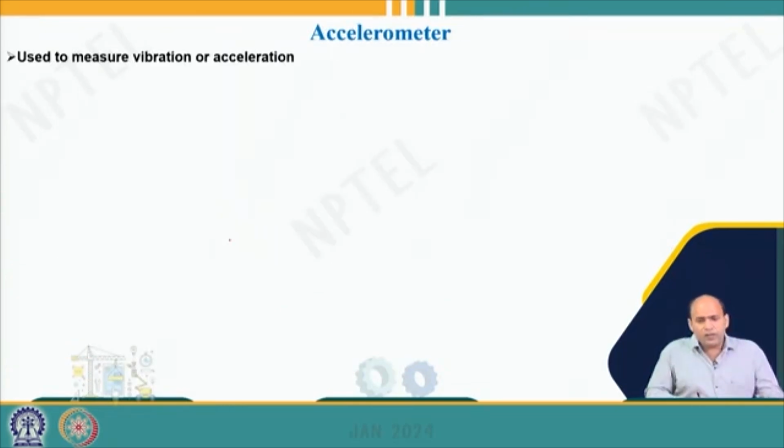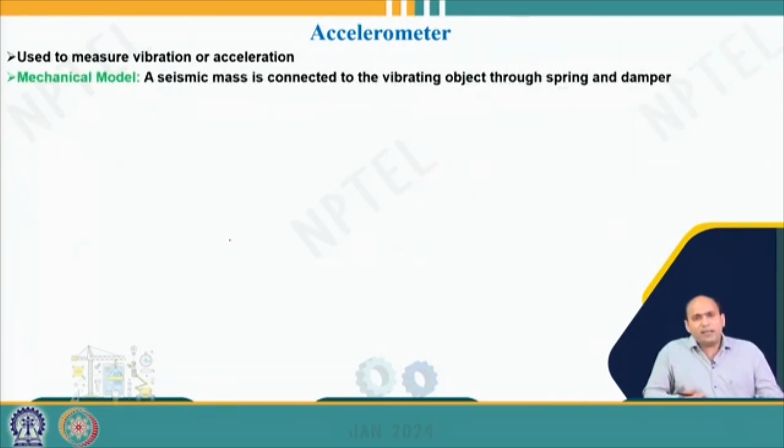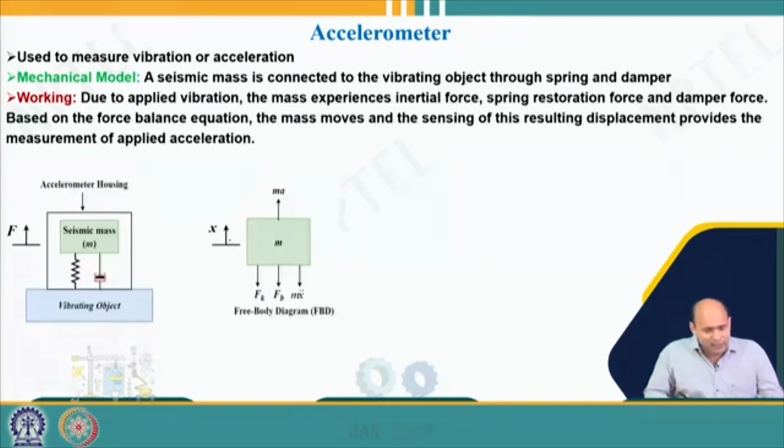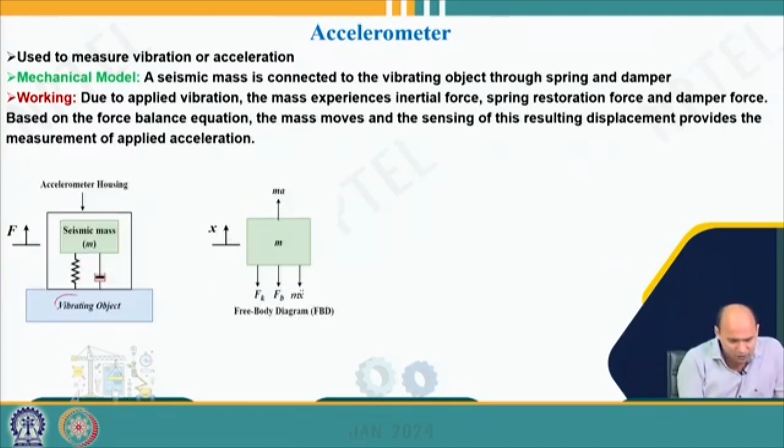Now let us move forward to the next sensor, which is the accelerometer, used for measurement of vibration or acceleration. What is the typical mechanical model? The equivalent mechanical model can be considered as a simple mass-spring-damper system, where a seismic mass is connected to the vibrating object through the spring and the damper. How does it work? Suppose this is your vibrating object and this is your accelerometer sensor.